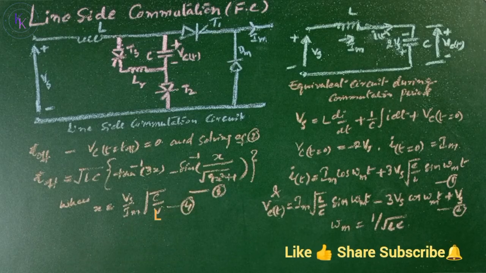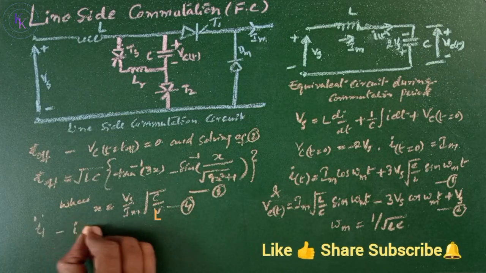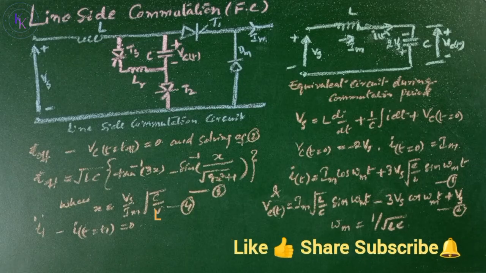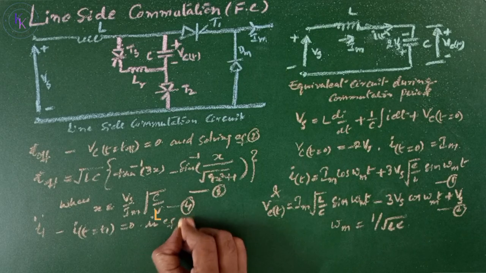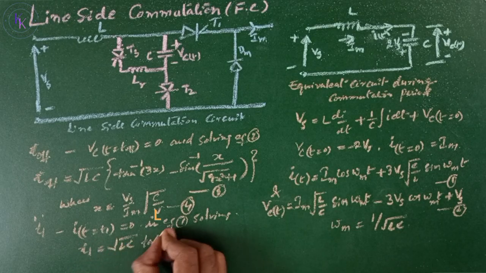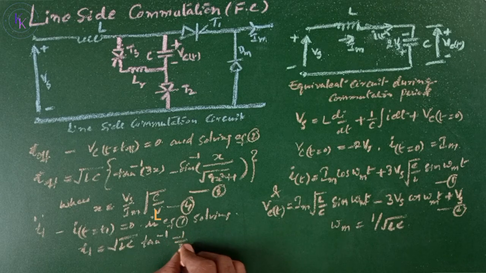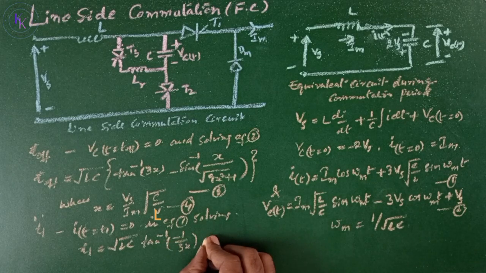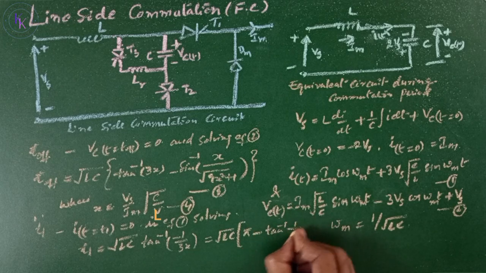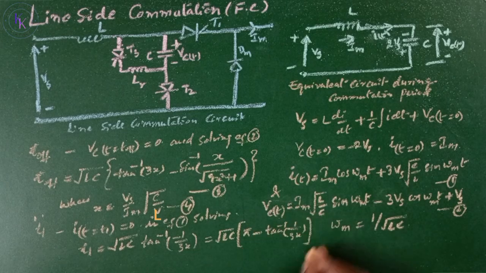Now the conduction time of thyristor T2 can be found from the condition that i at t equals t1 equals 0. Substituting this in equation 1 and solving, you will get t1 equals root LC tan inverse of minus 1 by 3x, which equals root LC of 5 minus tan inverse of 1 by 3x. Let this be equation number 5.